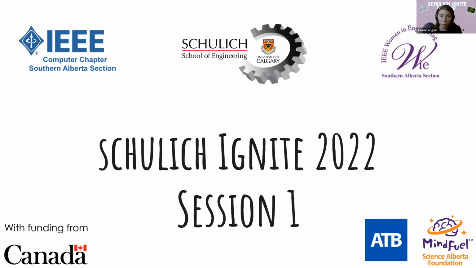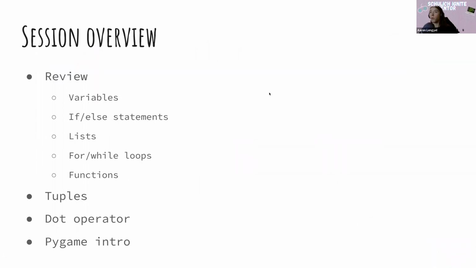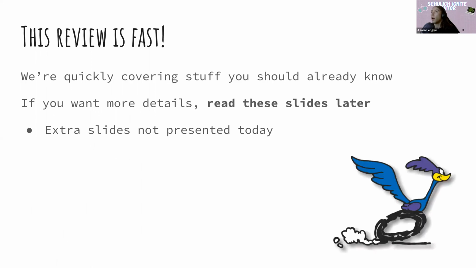Otherwise, we're going to get started with a review first of Python things in case you forgot, and then we're going to get into doing some exercises and some Pygame stuff. So quick overview: we're going to review variables, if-else, lists, for loops, and functions very quickly. We're going to talk about tuples and the dot operator, and then we're going to introduce you to Pygame, and we're going to have some fun. Once again, this is going to be very quick. There are slides that you can come and review later.